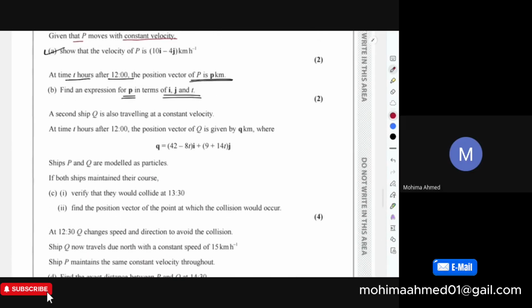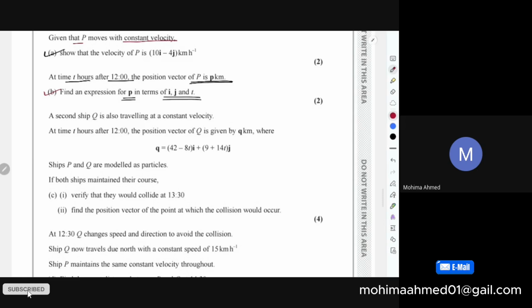Now, moving on to the second part, this time we're talking about a second ship, ship Q, and that is also traveling with a constant velocity, t hours after 12 p.m. The position vector of Q is given by small q, where this is the expression, right? Unlike in parts A and B, where I had to find that expression, like what will be the final position vector of ship P after t hours, for ship Q I don't need to do anything. The equation is already given.